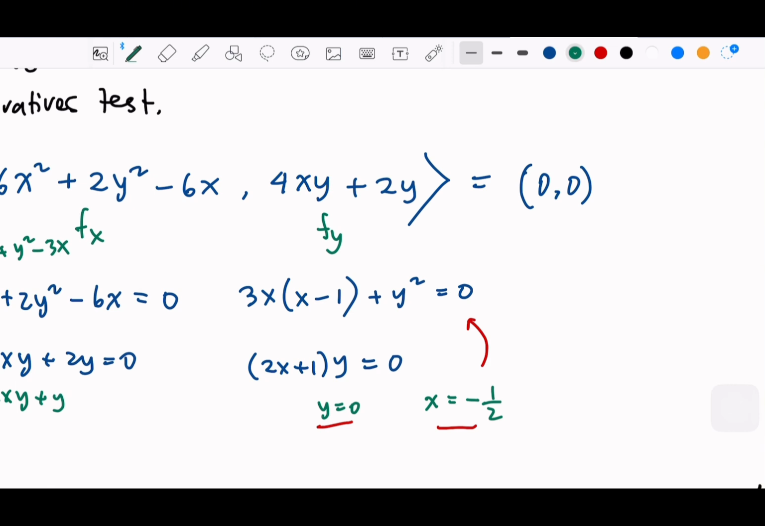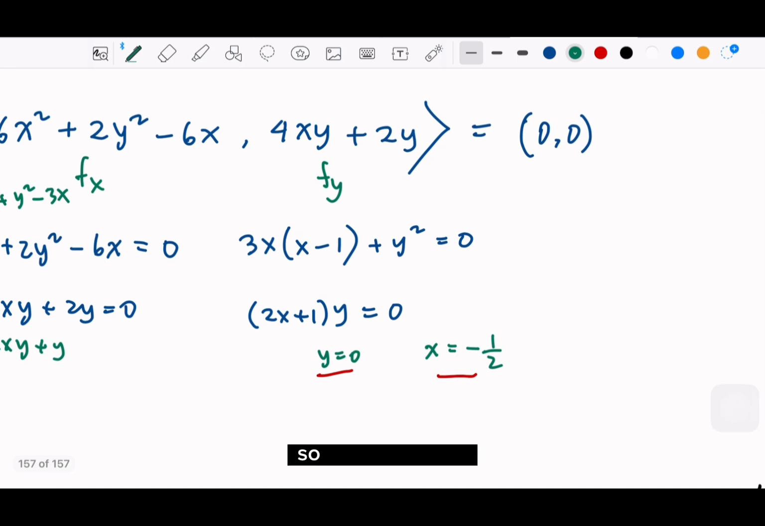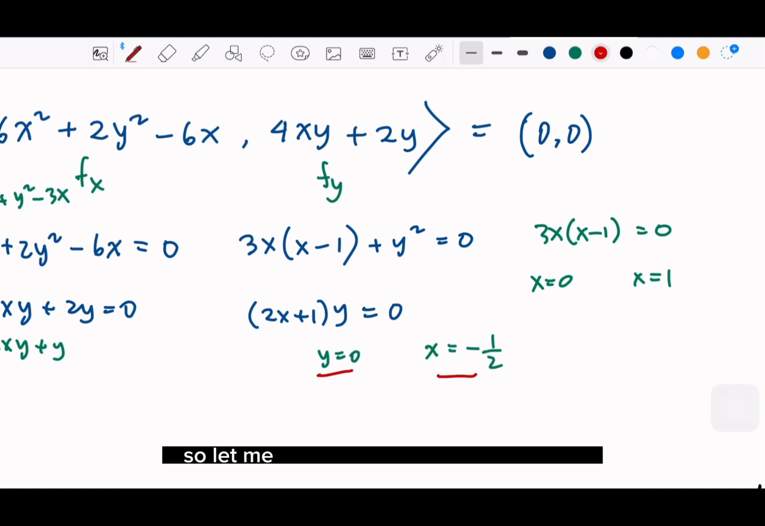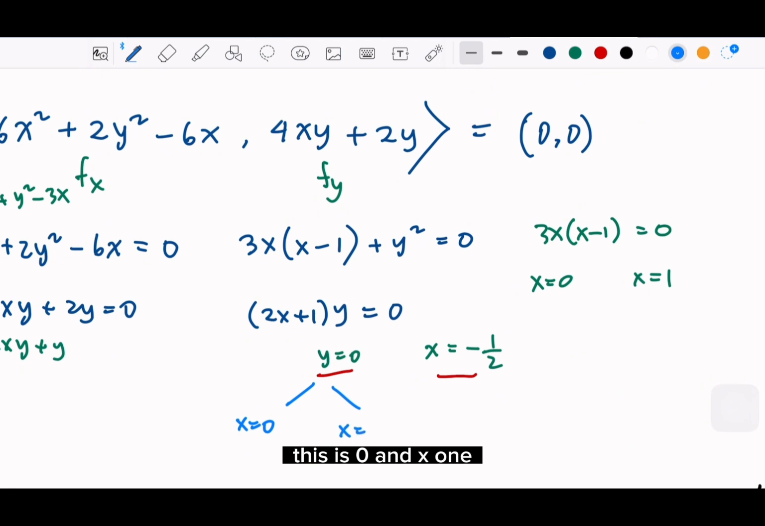What will we get? So 3x squared, so xy, so when y is 0, this will be this, right? So x is 0 or x is 1, right? So let me rewrite this with a different color. This is 0 and x is 1.